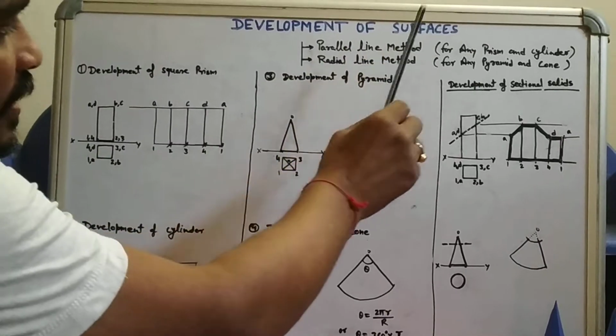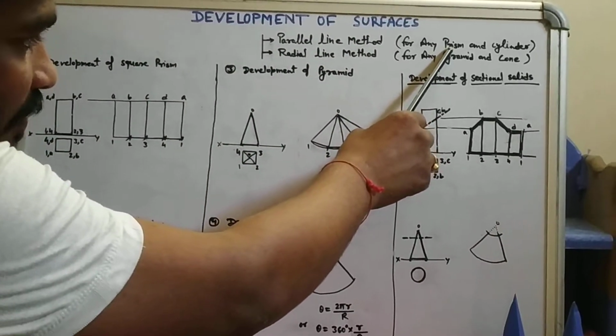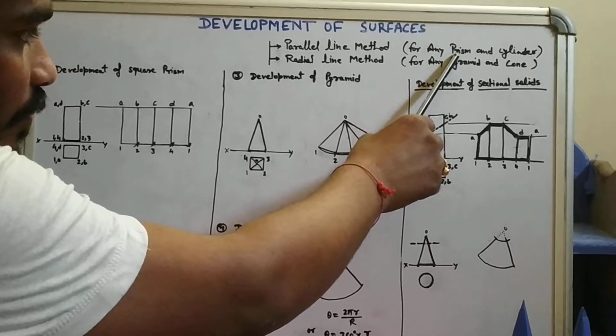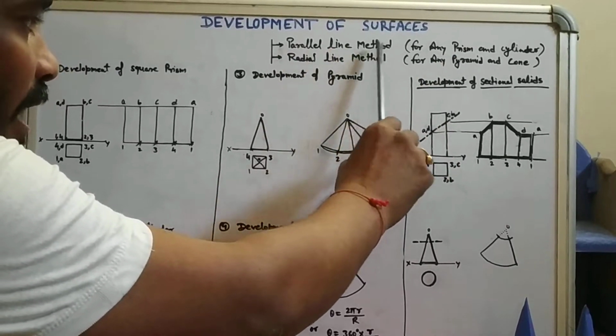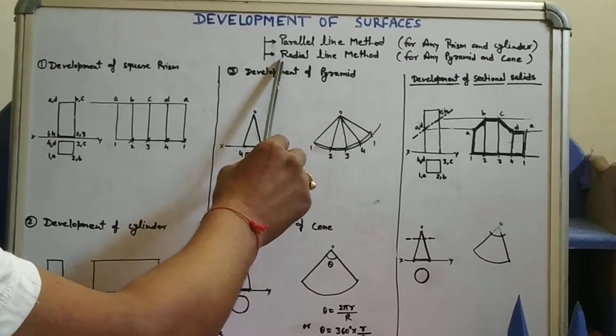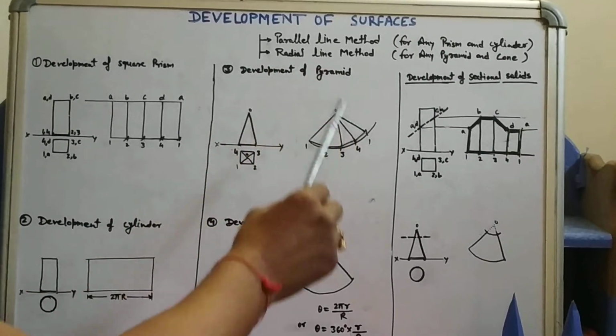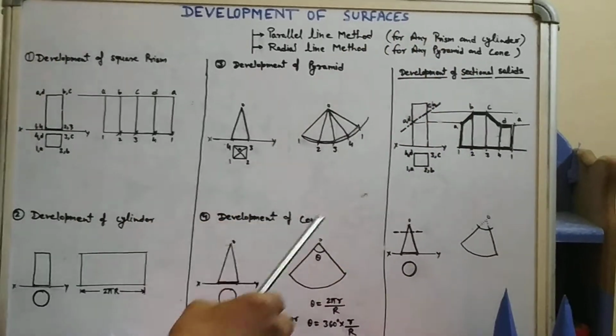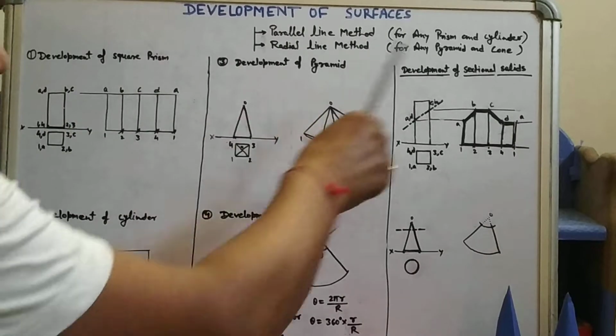Parallel line method is used for any prism, like the prism may be square prism, pentagonal prism, hexagonal prism. Parallel line method is used for any prism or a cylinder. And second one, that is radial line method. Radial line method is used for any pyramid and cone. What is the difference between prism and pyramid?